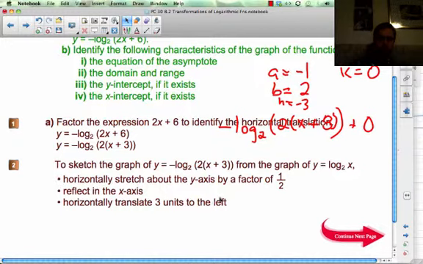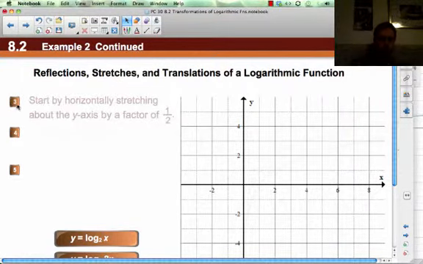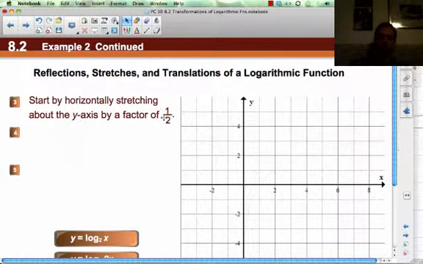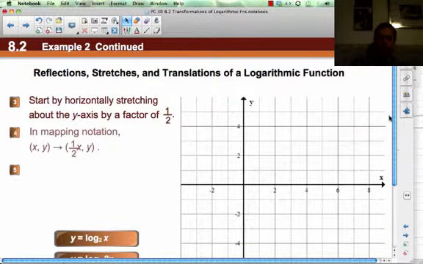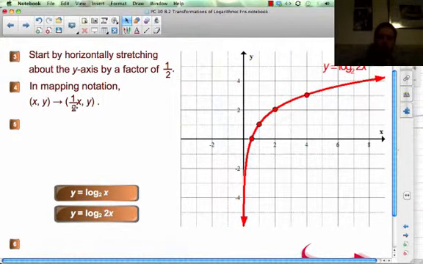So if you wanted to sketch it, horizontally stretch it by a factor of 1/2. Since B is 2, the stretch factor is 1 over B, so that's stretching it by a half. And in mapping notation, this is what it looks like. Whatever your x value was in your original function, you now multiply it by a half in your new function. So this is the original function.